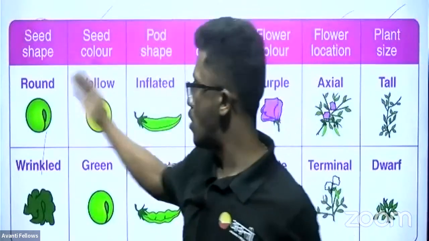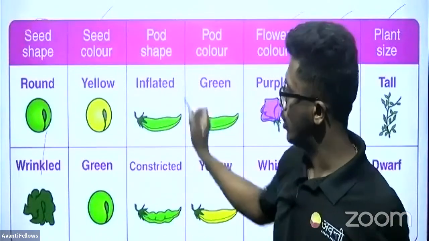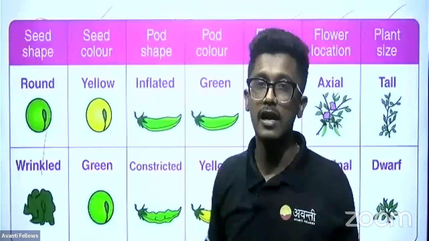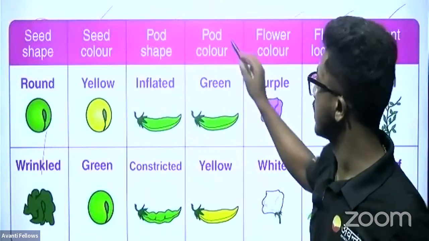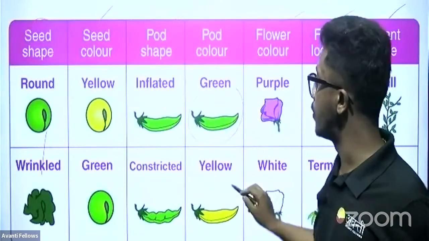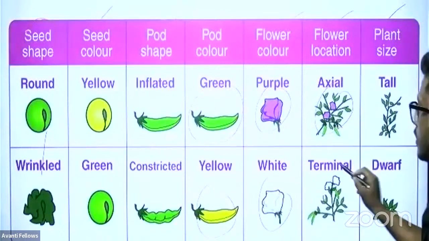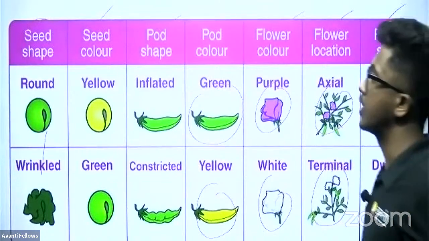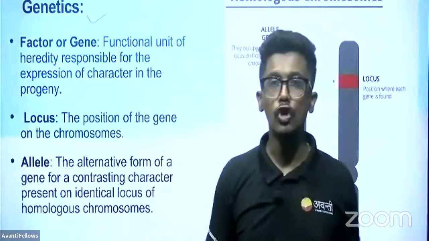So, round, wrinkled, yellow, green, inflated, constricted. I think you know the meaning of inflated, like a balloon. Constricted means when you take out the air. Next you have the color of the pod, that is green pod, yellow pod, purple flower, white flower, axial, terminal. Then you have tall and then dwarf. So these are the 7 contrasting characteristics that Mendel chose to work upon.